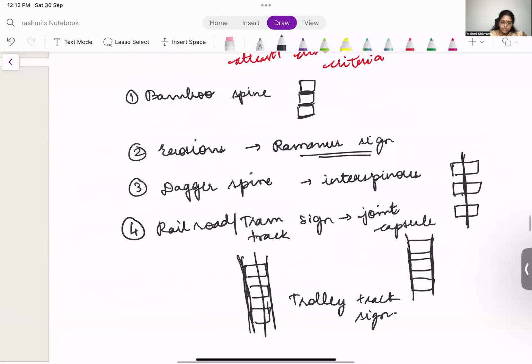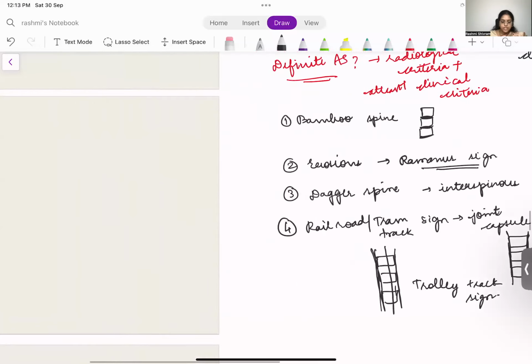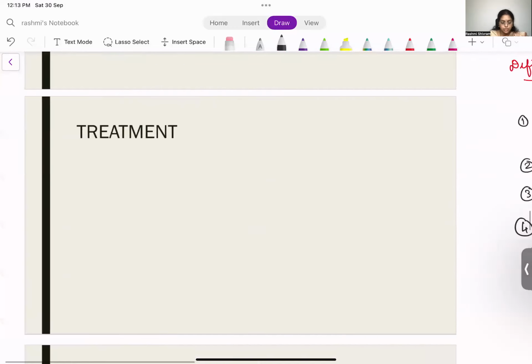So I think these pictures are clear. In bamboo spine, the intervertebral space will be calcified. In dagger spine, the interspinous ligament calcification will be there. In trolley track sign, what will happen? Both the dagger sign as well as the railroad sign are present, so it is called a trolley track sign. These are some names which you must remember, and they can be asked in the MCQs.